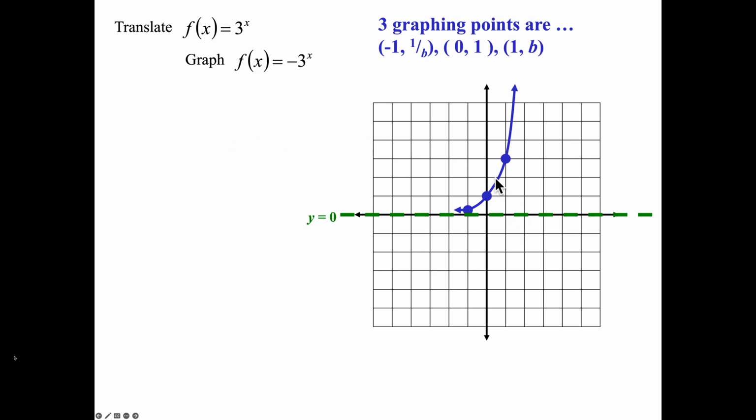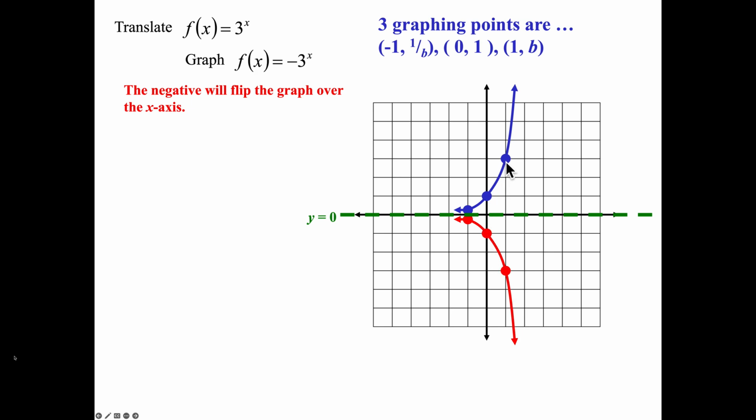So these are my 3 starting points: (-1, 1/3), (0, 1), and (1, 3) on my base 3. I have my horizontal asymptote at y equals 0. Okay, here's a negative. That's not on my base. That's technically -1 being multiplied to my base 3 to the x power. So a is -1. As we said, if a is negative, you're going to flip it over the x-axis, and that's going to be my graph.